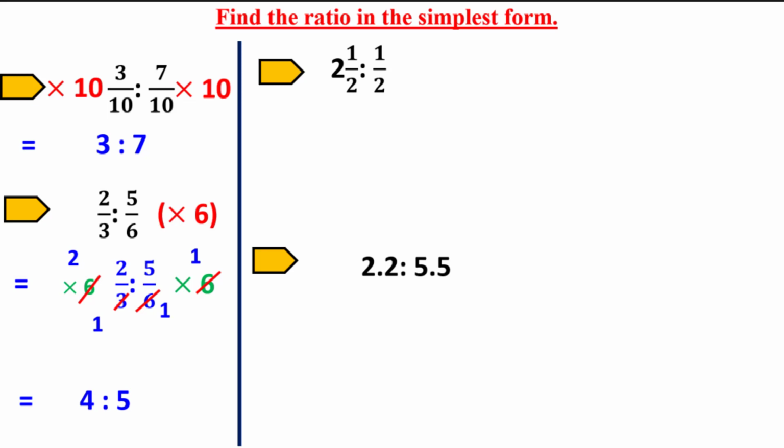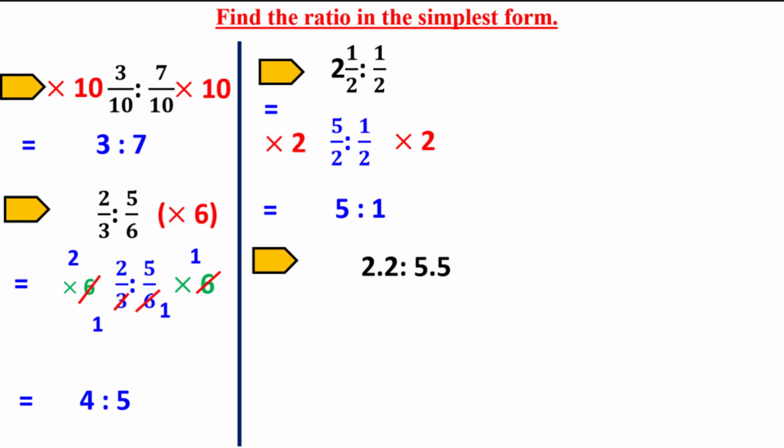If we have a mixed number 2 and 1/2 to 1/2, how can we find the ratio in the simplest form? Keep your eye on the mixed number 2 and 1/2. Just convert this mixed number to an improper fraction. How? 2 times 2 equals 4, plus 1 equals 5, over the same denominator, which is 2. Now we can write 2 and 1/2 as 5/2 to 1/2. Multiplying by 2, we will get 5 to 1.